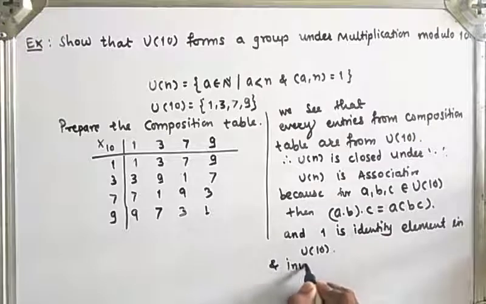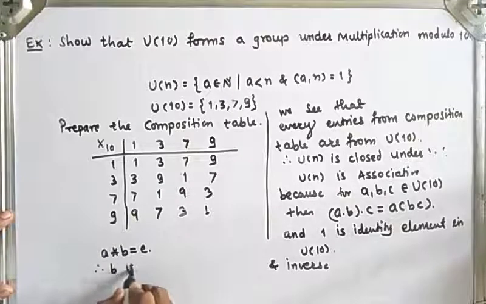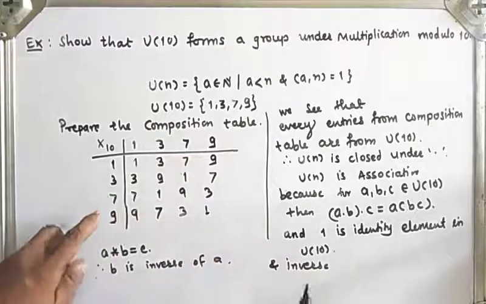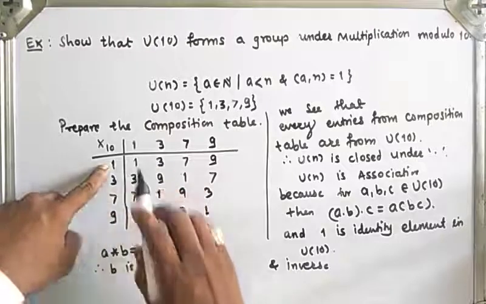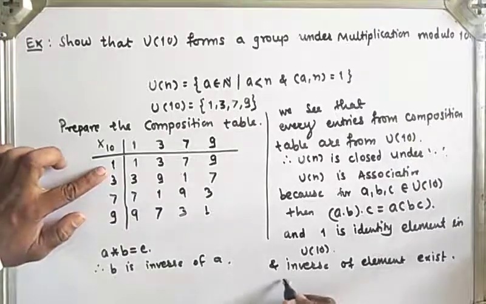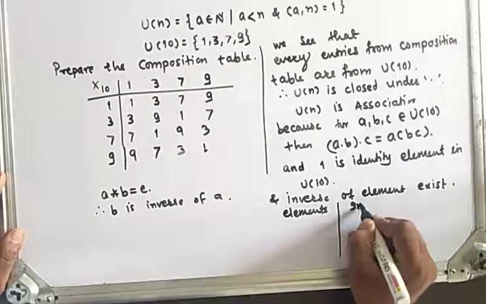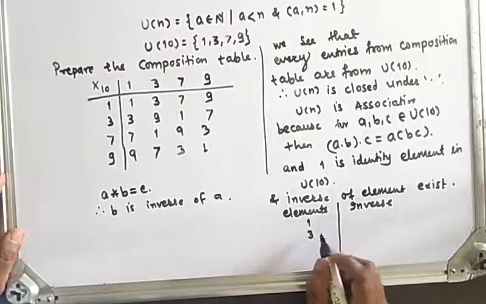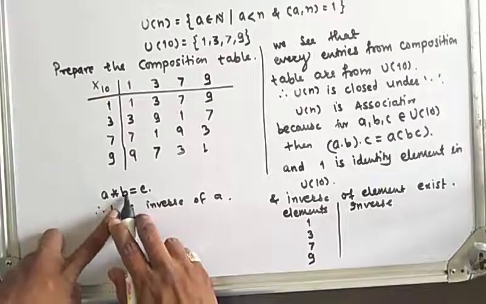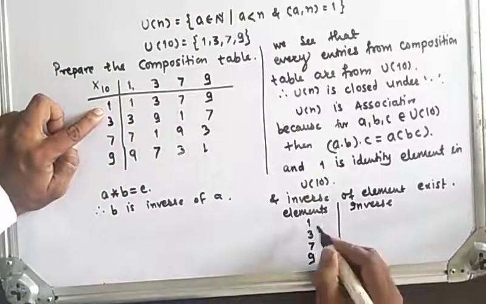Now inverse. What is the definition of inverse? If A star B is equal to the identity, then we say that B is the inverse element of A. So here in the composition table, the inverse of each element exists. I take the elements 1, 3, 7, 9 to find the inverses. Here A into B is equal to the identity, so B is the inverse of A. So 1 into 1 is equal to 1, so the inverse of 1 is 1.